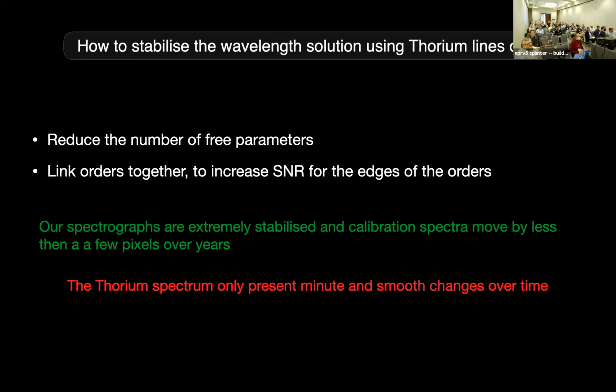Okay, so the idea was to reduce the number of free parameters in this, because I think there is just too much freedom there. And then to try to link the orders together, because orders that are close by together shouldn't have a big difference between them. So just by making the hypothesis, knowing that the spectrographs are extremely stable, you don't expect the thorium spectrum to move much from day to day. And you expect that if it moves, it's something that is very smooth over the detector.